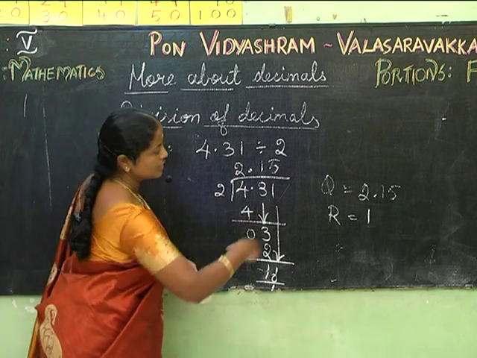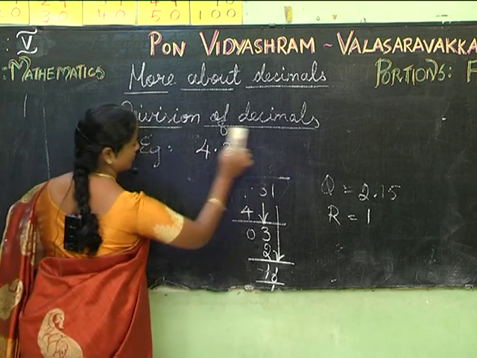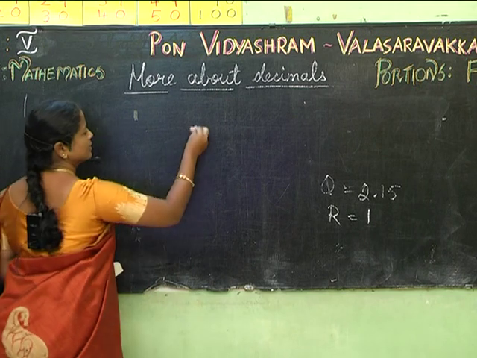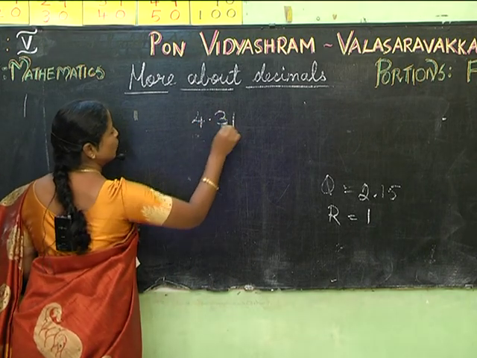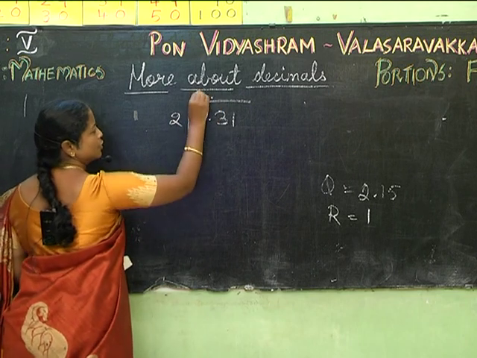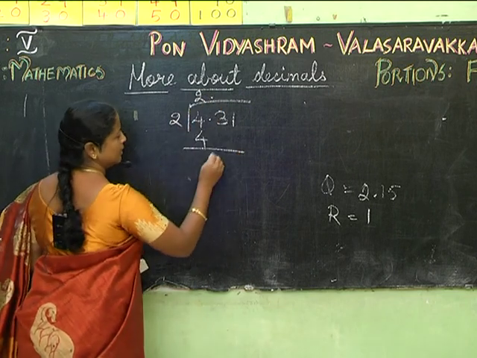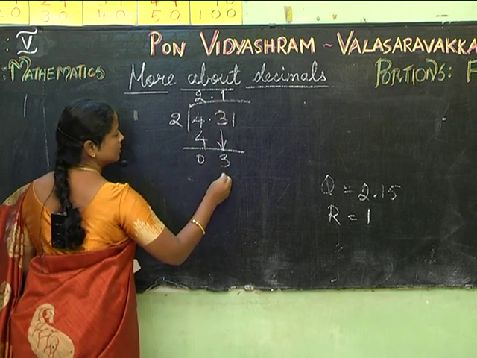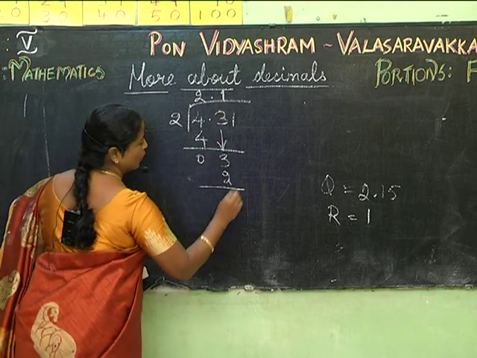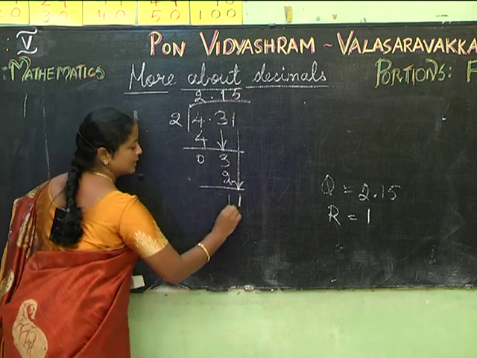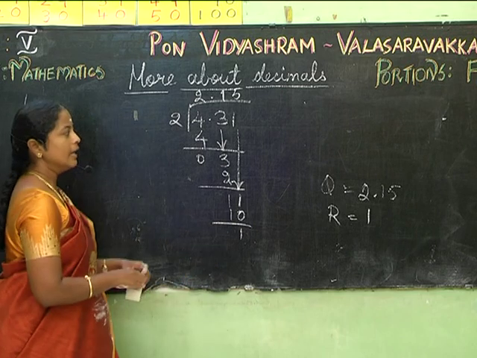I shall do the same sum again. That is 4.31 divided by 2. 2 2s are 4. Bring down the 3. 2 1s are 2, 1, bring down the 1. Now 2 5s are 10, 1.